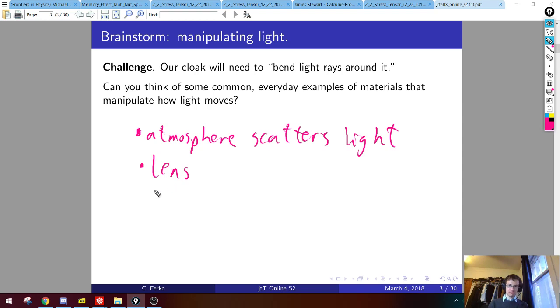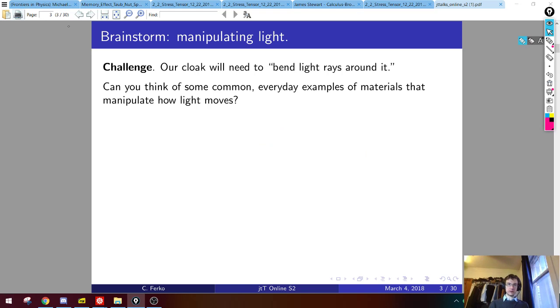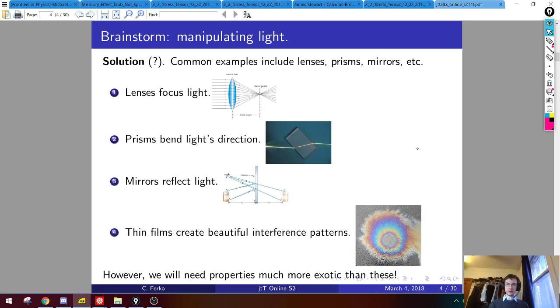Mirrors. Yeah, very nice. So a mirror is kind of a more severe example of a lens, where a lens just sort of bends the light in some sense. A mirror actually reflects it. Good. Yeah, I think this is a pretty reasonable collection of examples. I think they're more or less the ones that I included in my quote-unquote solution.